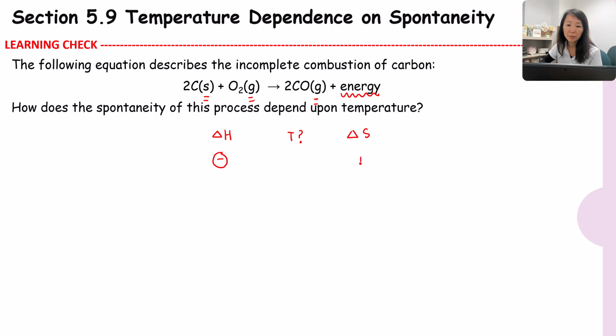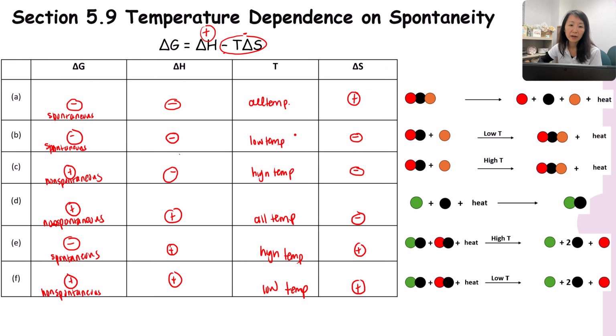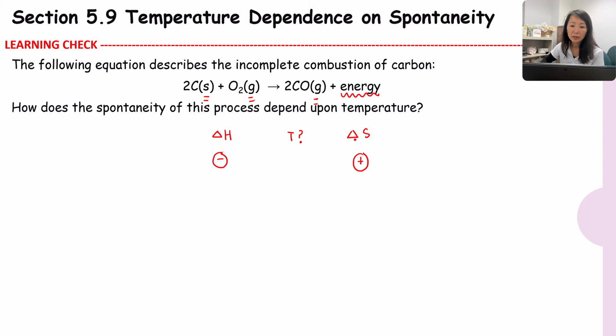So entropy is positive. If you go back to the previous table, the scenario where delta H is negative and delta S is positive would be the first scenario, A. And here at all temperatures, it's going to be spontaneous. So here, at all temperatures, the process is spontaneous. It doesn't matter whether it's low or high temperature, no matter what, it's spontaneous at all temperatures.